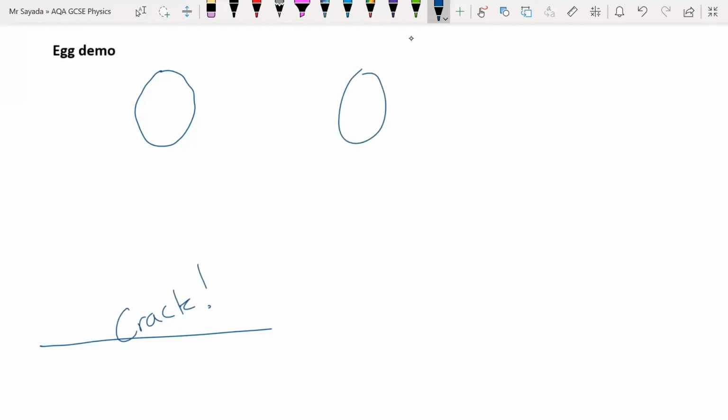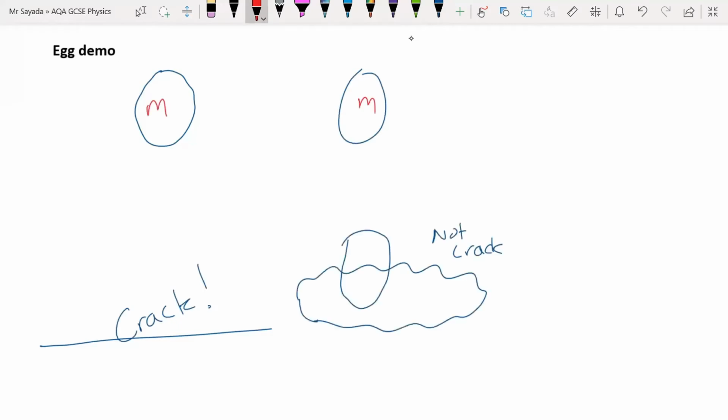Now, both of those eggs have the same mass, let's call that m, and they're both going to hit the surface at the same velocity, let's call that v. So the question that we're going to be dealing with is, why does this egg crack and this egg does not? If they're both traveling at the same velocity when they hit the surface, they're both going to experience the same change in momentum. Both eggs are going to slow down from the speed they were moving at to 0, and they both have the same mass. They're both going to slow down from whatever speed they're moving at to 0.